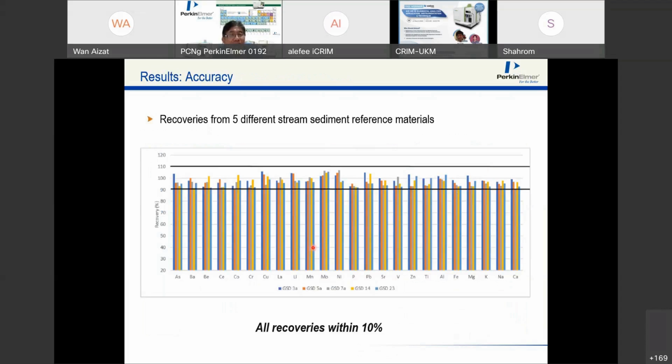So this is run on different kinds of sediment. Check on the recovery, it is very good, within 10% across all the elements for this geological sample, covering from as high as percentage level to as low as ppm level. So this is on accuracy.